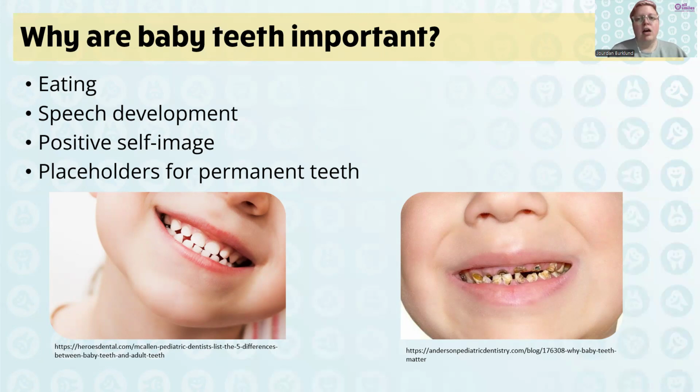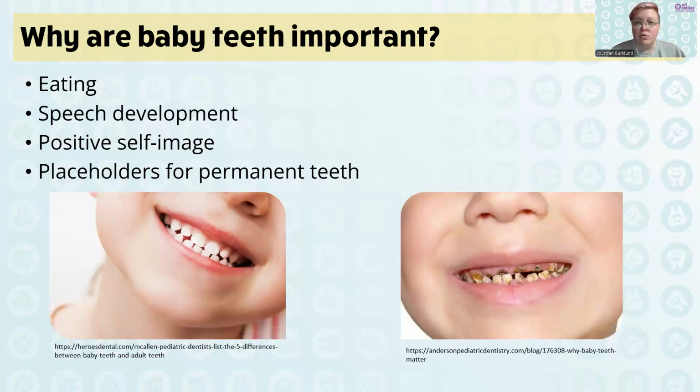Firstly, eating. If kids are missing teeth or are in any pain because of tooth issues, it can prevent them from eating a lot of foods, maybe favoring a certain side of the mouth, maybe being unable to eat certain foods entirely. So it can affect their nutrition. It also can affect their speech development because we use our teeth in forming specific sounds. So if they lose their teeth at a young age during their language acquisition phase, it can affect their speech development in the future.